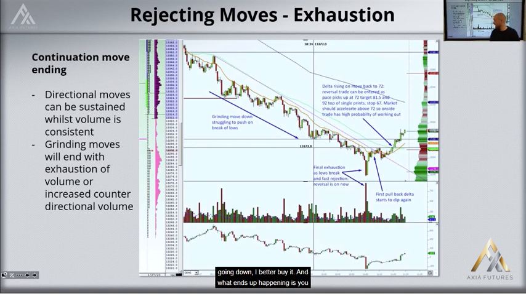And what ends up happening is you buy it and it dribbles lower and lower and lower. If you can just step back and say, right, I need to see that volume spike, I need to see that exhaustion. Once you see that, that's where you can say the move is finished. That's the point where you can say, okay, now I can have a go at buying this.